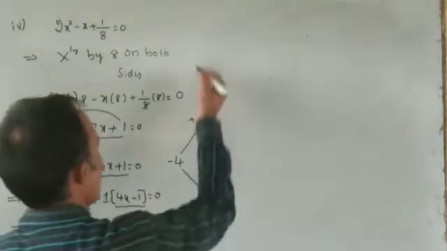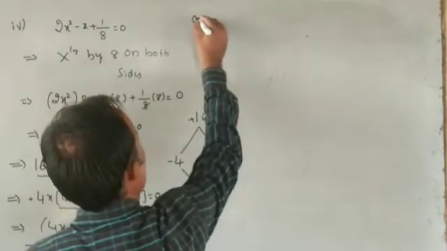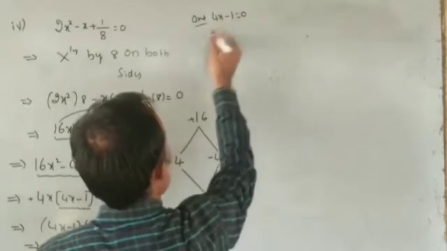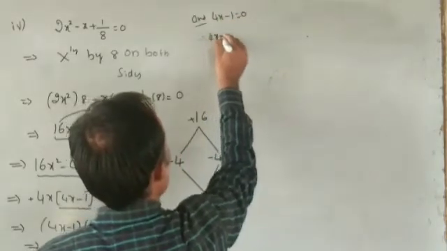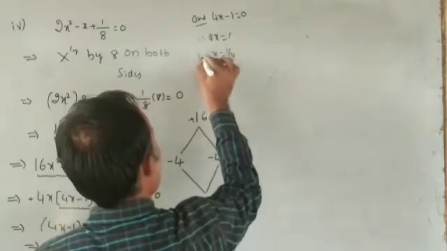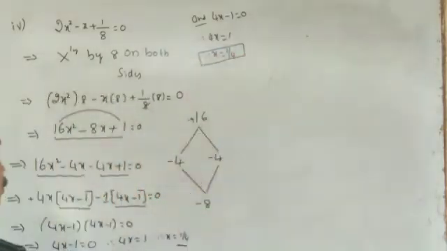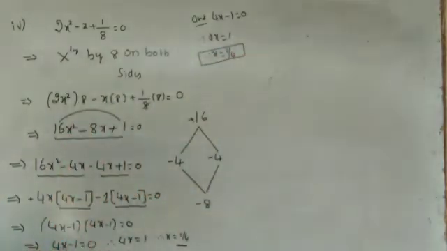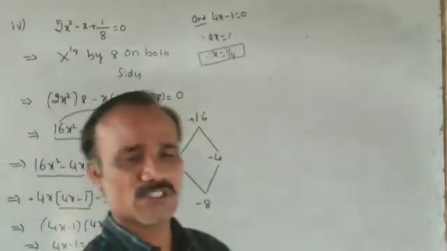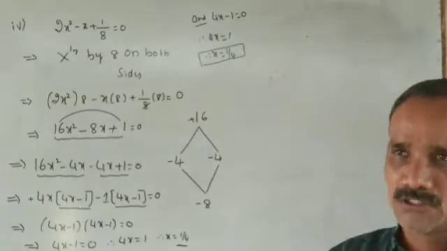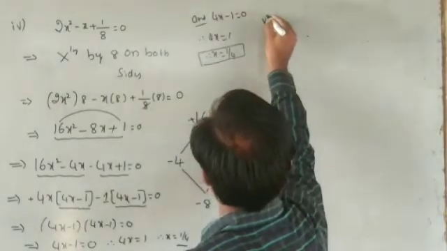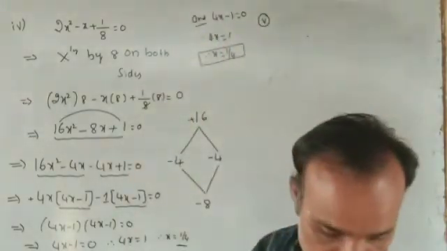Next, another answer, again the same: 4x minus 1 is equal to 0. Therefore 4x is equal to 1. Therefore x is equal to, again the same value, 1 by 4. One more method is there, but no need. Now we will first learn this method, and at the time of revision I will say other methods. So this is question number 4. Now the last question in this exercise, question number 5.